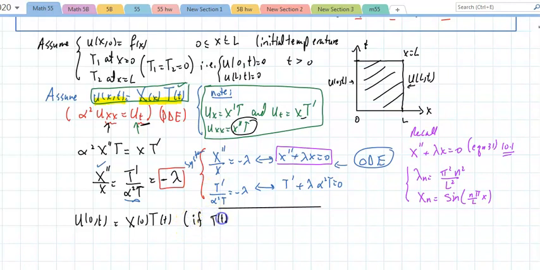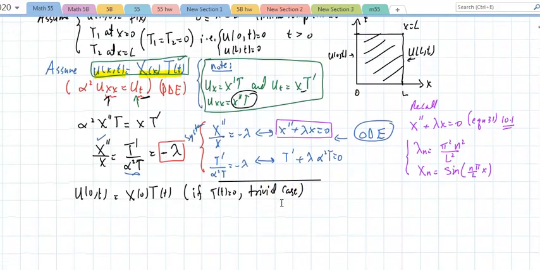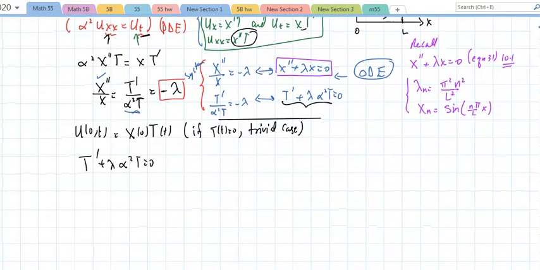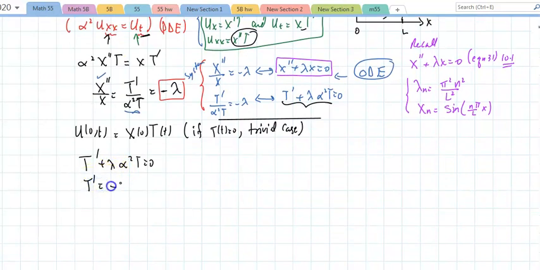If T of t equals 0, then that's a trivial case. Right? And if I take the second equation, T prime plus lambda alpha squared T, and set it equal to 0, what would happen? I'm looking at a separable equation. T prime equals negative lambda alpha squared T, or T prime over T equals negative lambda alpha squared.